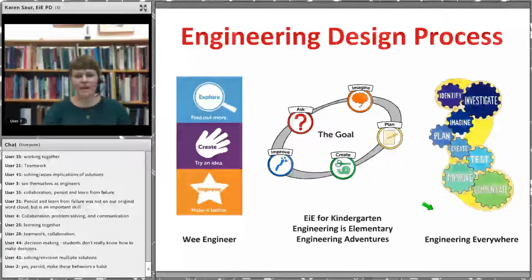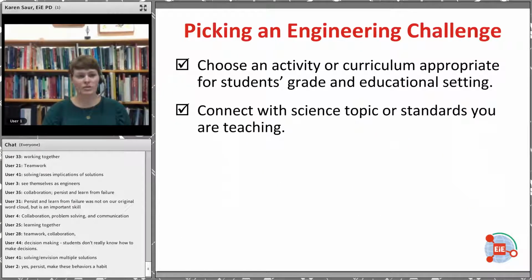And when you get to Engineering Everywhere, this is our 6th to 8th grade curriculum. You can see that we've also added communicate, because that's a really important part of engineering. And while that might not be in the other engineering design process images, it is there in the curriculum because it's important for the students to be able to talk about their engineering design and to share it with each other.